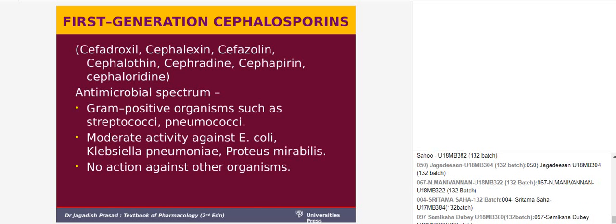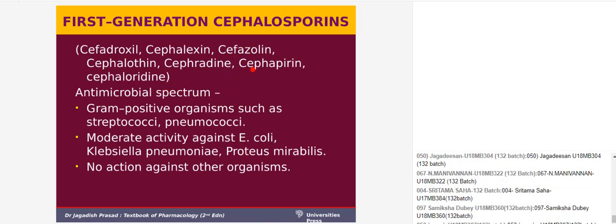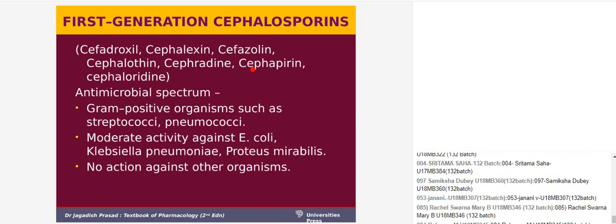Cefazolin is the only drug which is available parenterally. The remaining ones are available orally. Cefazolin is the only parenteral first generation cephalosporin, and it can be given intramuscularly or intravenously at a dosage of 1 gram.